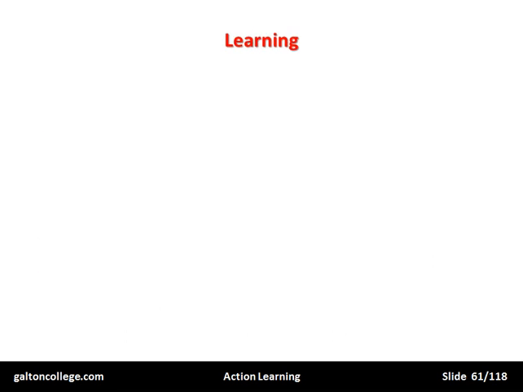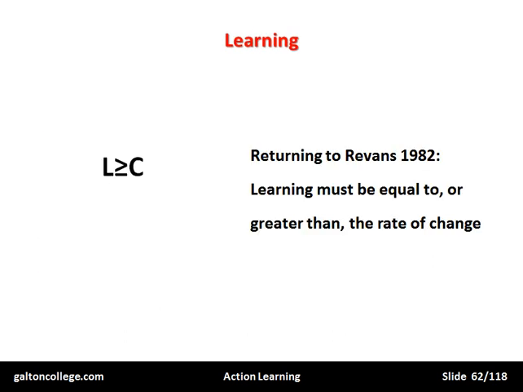Now let's talk about learning. Well, back to Evans, as I said, he's the person who developed action learning. Learning must be equal to or greater than the rate of change. So we must learn faster than the situation is changing. If it doesn't, it's out of control.